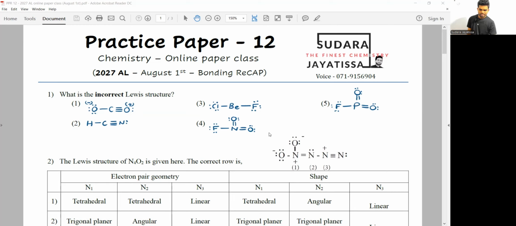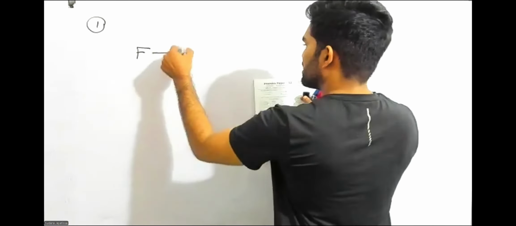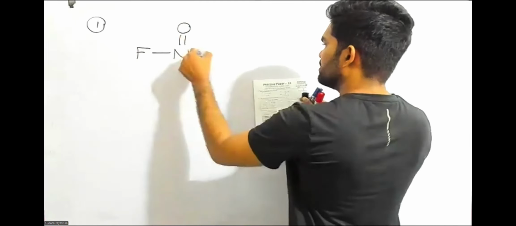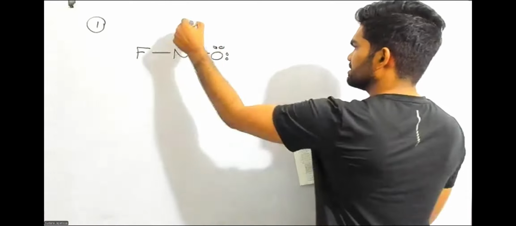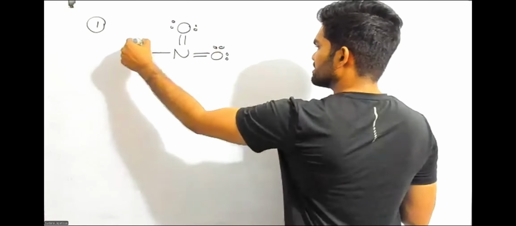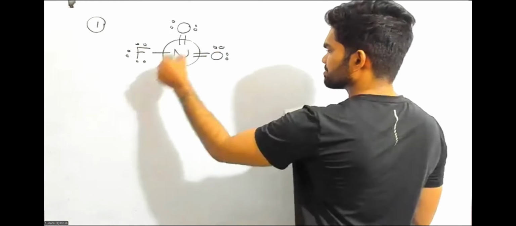Why is the fourth one incorrect? That's what we need to write in our discussion. If I take the fourth structure, it is like this: F-N double bond O double bond O. In the given structure, how many bonds has the nitrogen made? It has made 5 bonds.